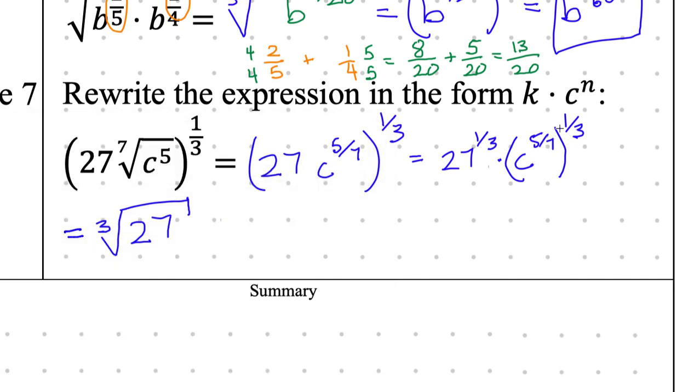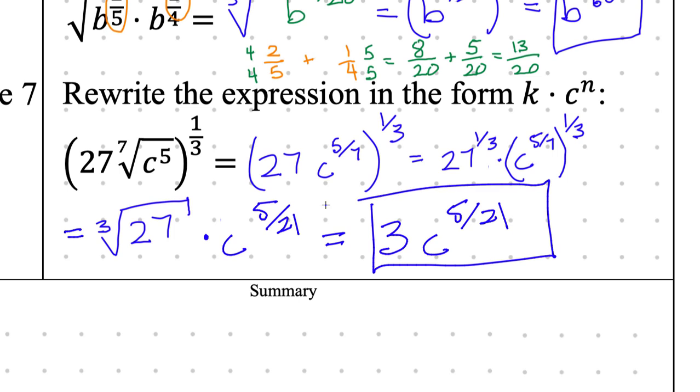And then finally, I'm going to multiply these powers together. 5 times 1 is 5. So this is times c to the power of 5. And on the bottom, I have 21. My final answer is 3c to the power of 5 over 21. So 21 came from 7 times 3. 7 times 3 is 21 for the denominator. Again, I'm multiplying straight through.